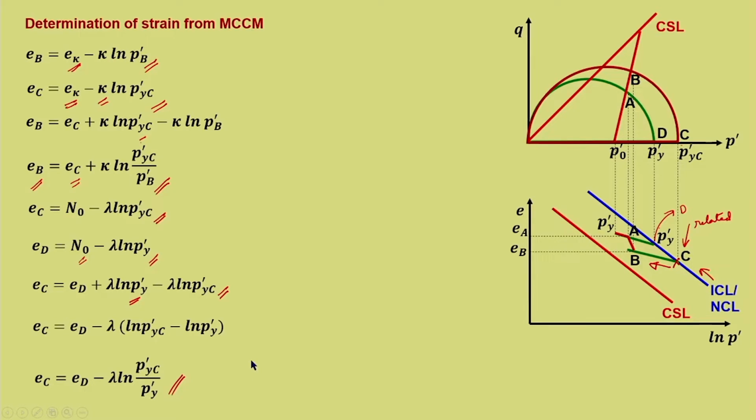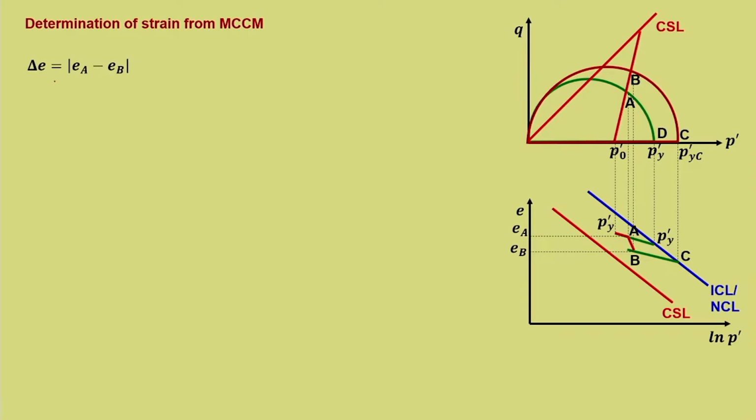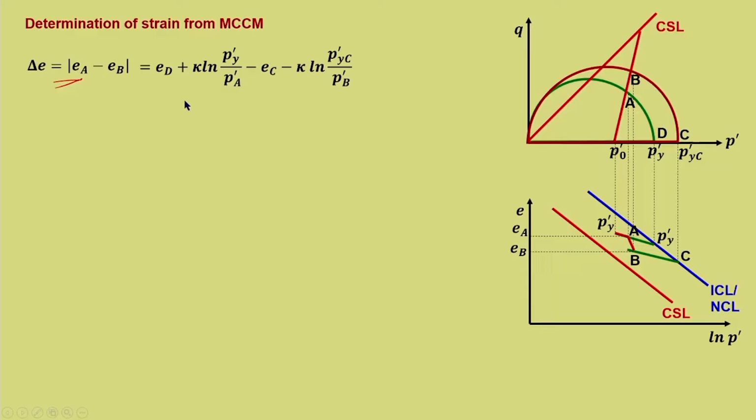So, you can substitute for EC in EA minus EB. Now, our ultimate aim is to get the total volumetric strain delta E. We have now obtained the expression for EA, the expression for EB, and also the expression for EC in terms of ED. So, one will get eliminated. We know that delta E is equal to ED plus kappa ln P dash y upon P dash A minus EC minus kappa ln P dash yc upon P dash B, by substituting for equations EA and EB.